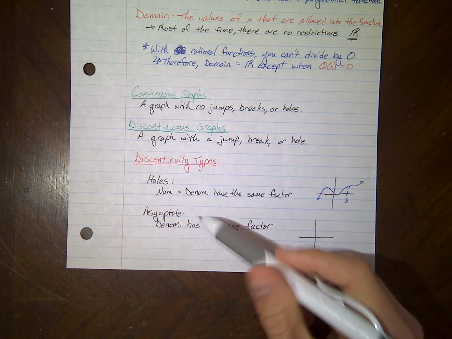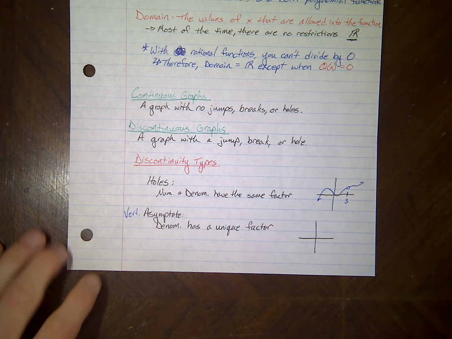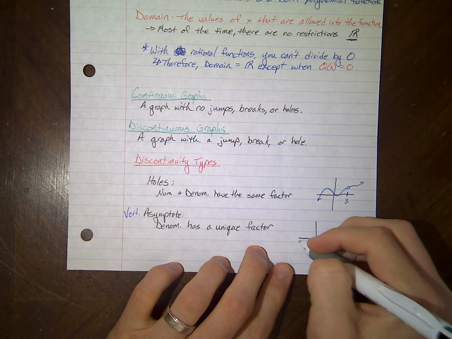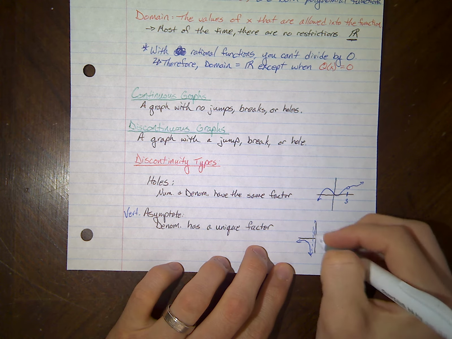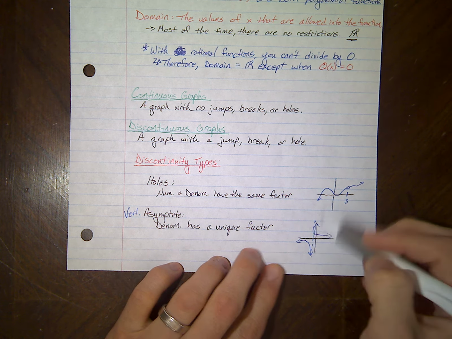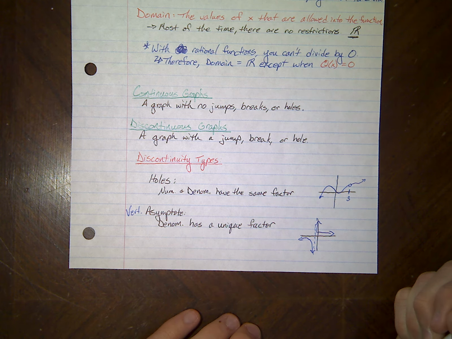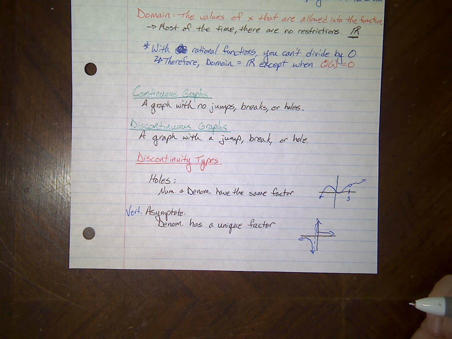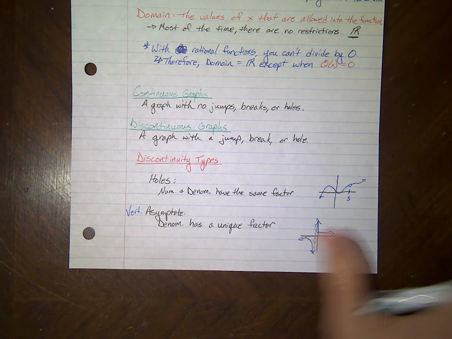An asymptote, the vertical asymptote, I should say. That's when the denominator has a unique factor. That's what we saw in our parent graph, or something like it. This is where we have a vertical line where we don't cross. It's a type of discontinuity. Same with this hole. They're both discontinuities. I'll explain the difference with this in a little bit.